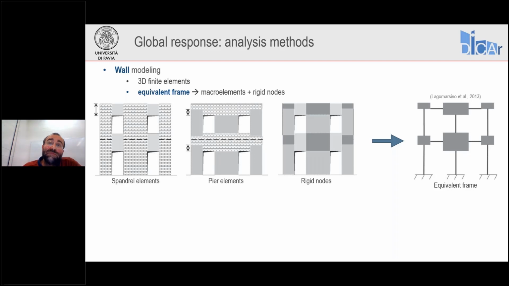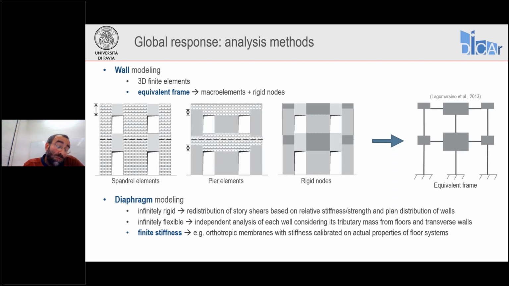Now, this is easy if the wall has regular openings. If openings are irregularly distributed, things become a little bit more complicated. And one of our webinars will be dedicated to how to tackle this particular situation of irregular opening distribution. We also need to model the diaphragms, the horizontal diaphragms connecting the different walls. And usually we have three different cases.